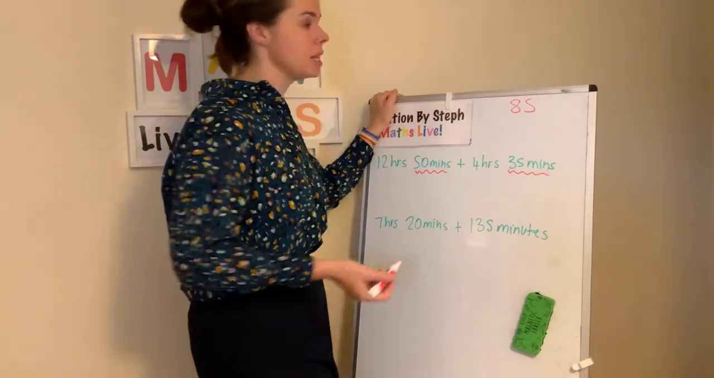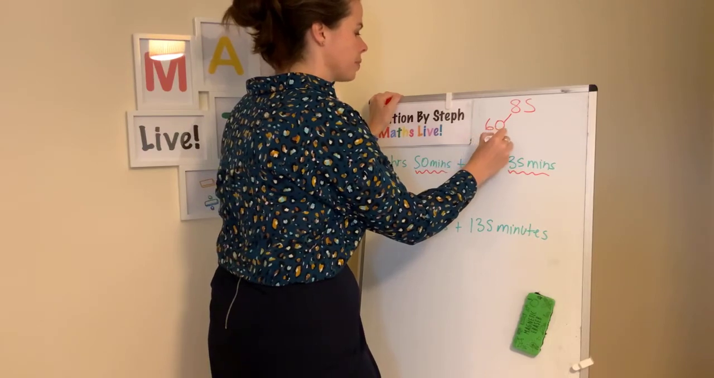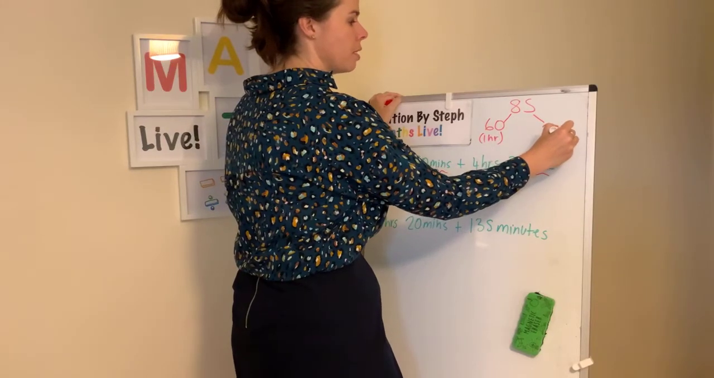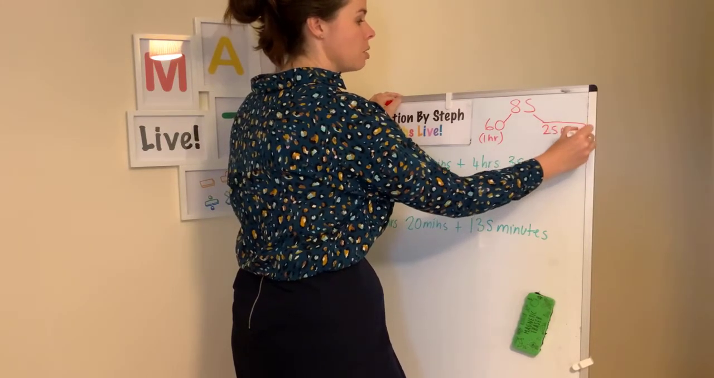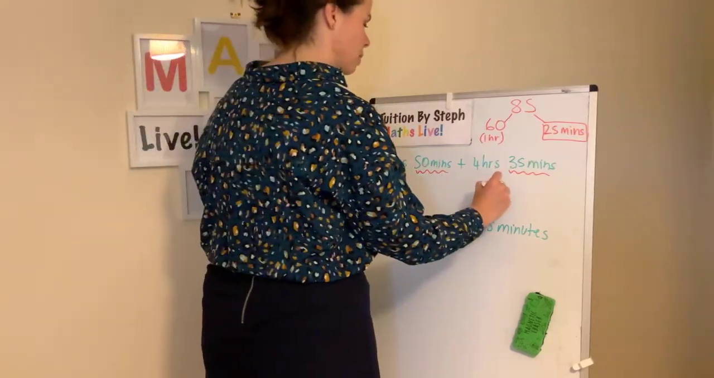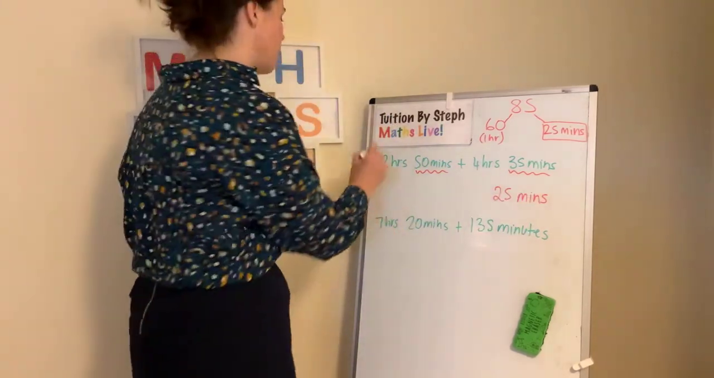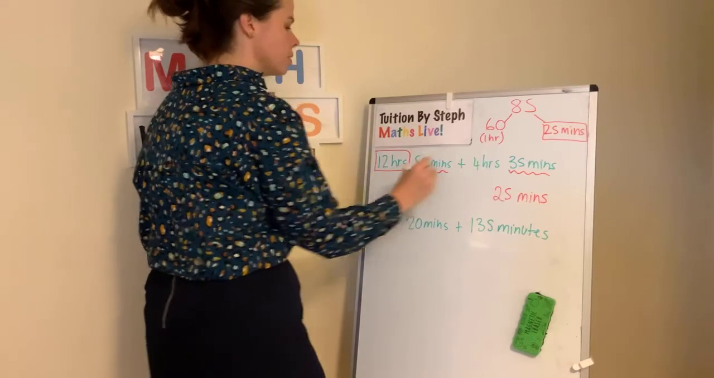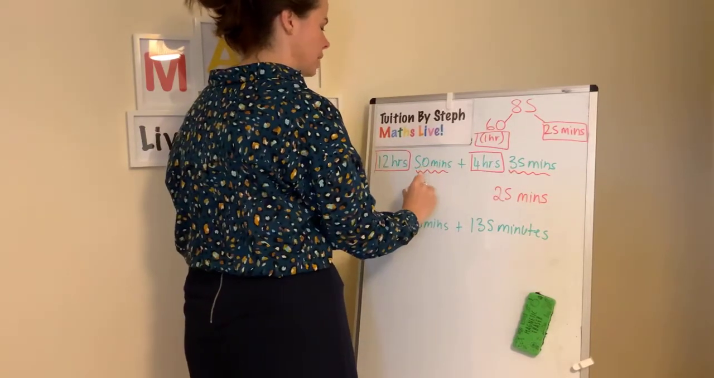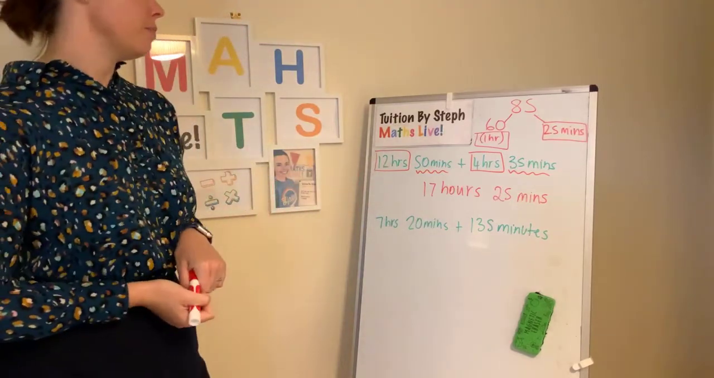Now, we know there's 60 minutes in an hour. So there's one lot of 60. So that's 1 hour. And then, left over, we've got 25 mins. That can go in our answer, because that's the only minutes we've got left now. So then, again, we put it in our answer, 25 mins. And now we combine all the hours. So we've got 12 hours, 13, 14, 15, 16, 17. So 17 hours and 25 minutes.